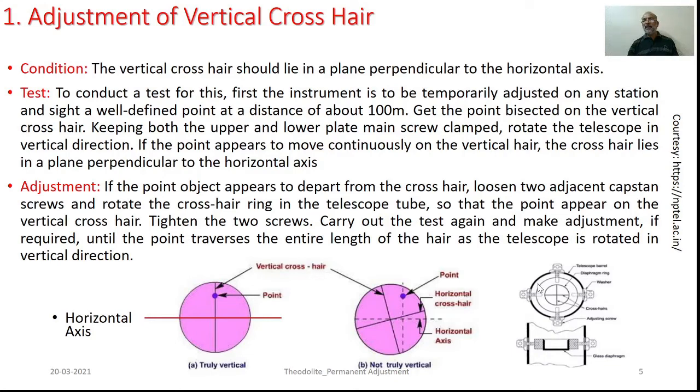So as discussed in the constructional aspects, this diaphragm is fitted by making use of 4 such capstan headed screws. So here we can loosen this particular adjacent capstan headed screws and we can rotate that particular eyepiece in the requisite manner such that the point will be exactly lying on that particular vertical crosshair all the way. So we can repeat this particular test again, and if required, maybe adjustment redone.